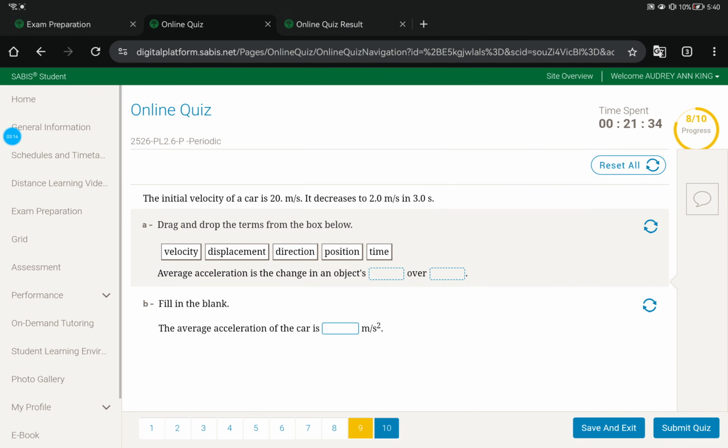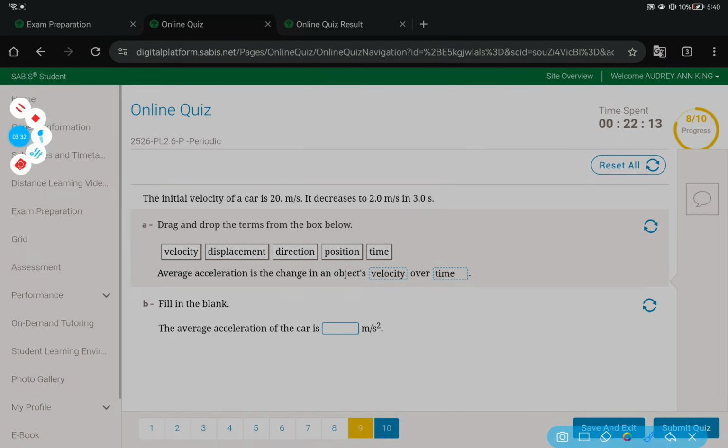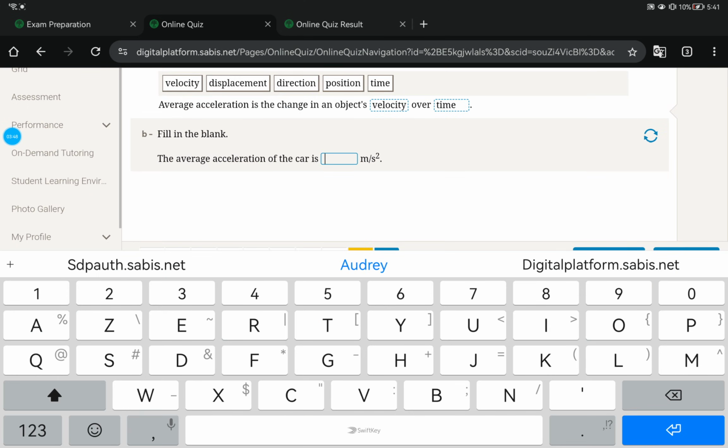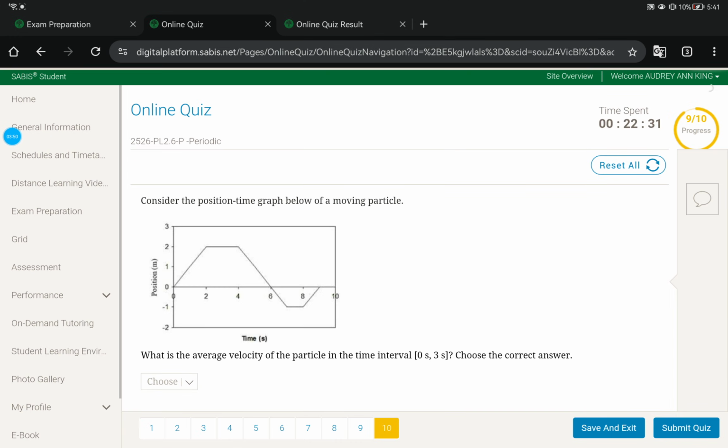The initial velocity of the car is 20 meters per second. It decreases to 2 meters per second in 3 seconds. They're asking basically for the formula, so it's going to be change in velocity over time. So the average acceleration of the car is again change in velocity over time. So 20 minus 2 over 3, so 18 over 3, which is 6, but it's going to be negative 6 because it decreases to 2 meters per second. So negative 6 because it's decreasing.